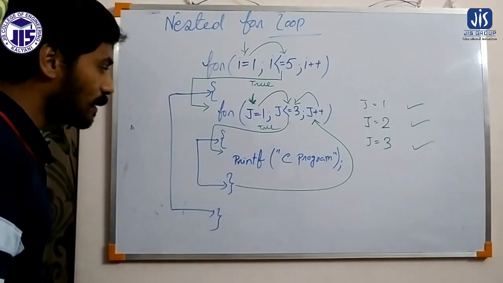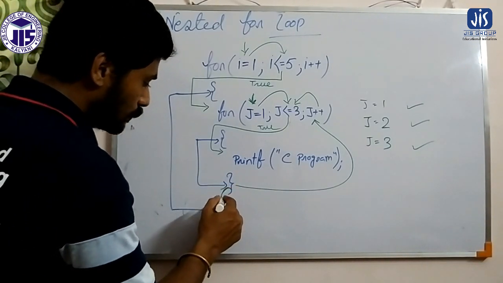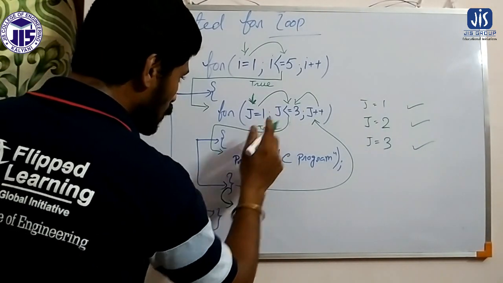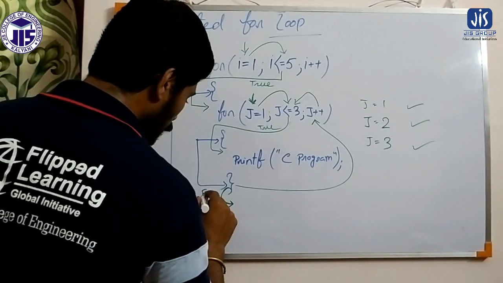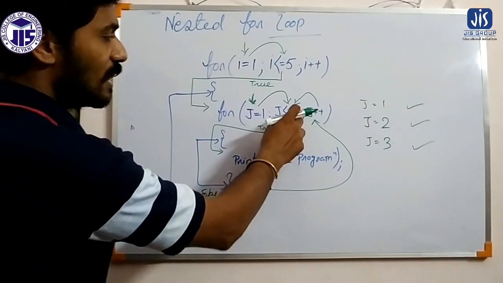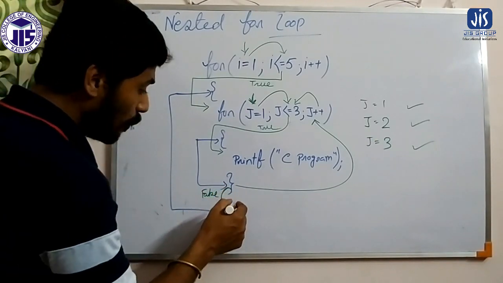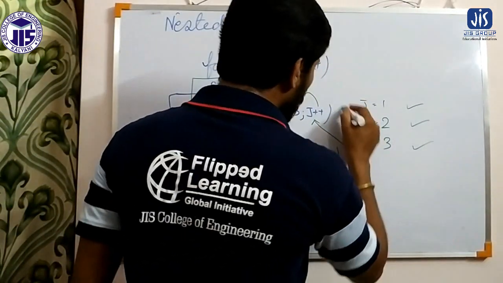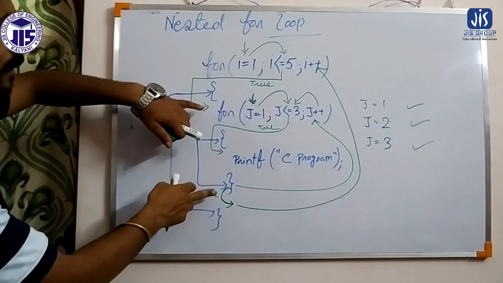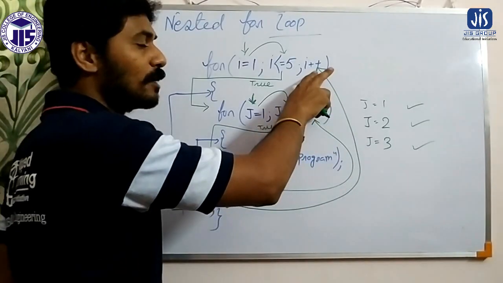And when the condition becomes false, then it will come out of the loop. So when this condition J less than equals to 3 becomes false, it will come out. And from here, where will it go? It will go to the increment of the outer for loop now, because now we are out of the inner for loop. Whenever we are out of the inner for loop, it will go to the increment part of that.